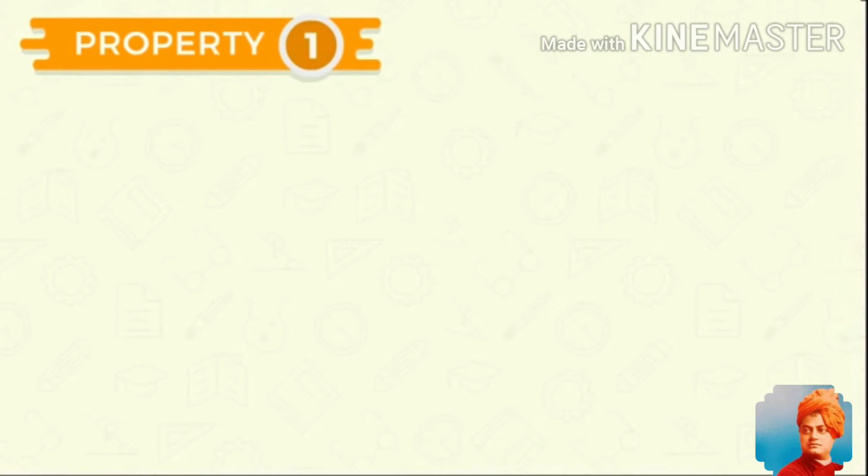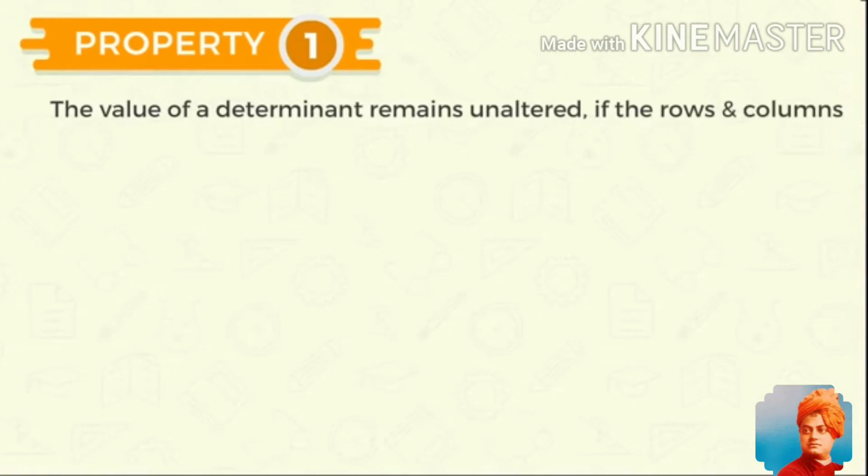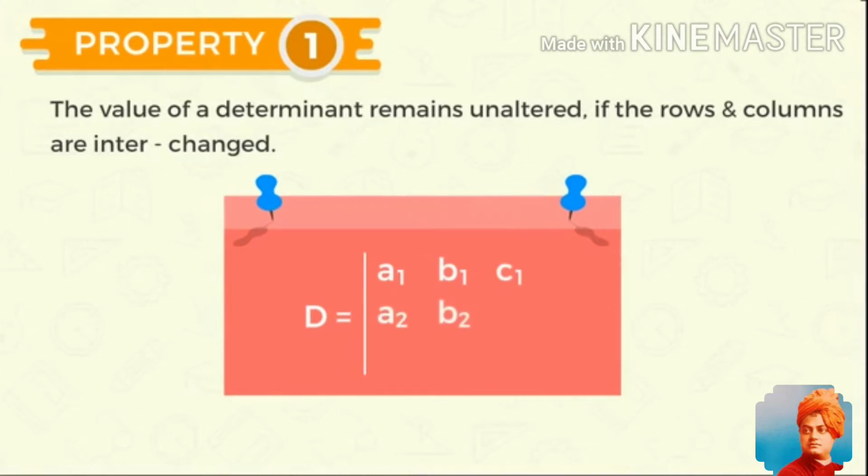Property 1 says that the value of a determinant remains unaltered if the rows and the columns are interchanged. Take a determinant D with row 1 as A1, B1 and C1, row 2 as A2, B2, C2 and the row 3 as A3, B3 and C3.